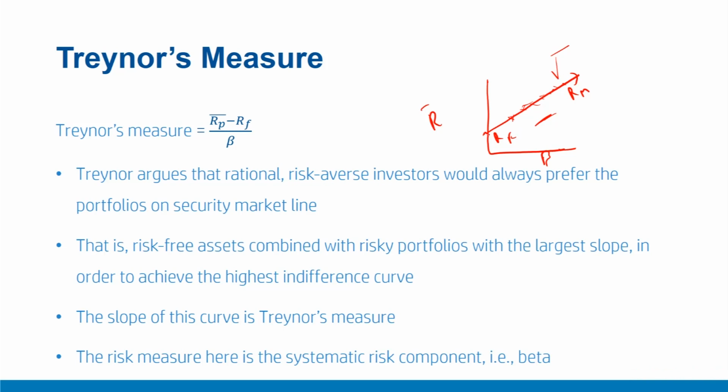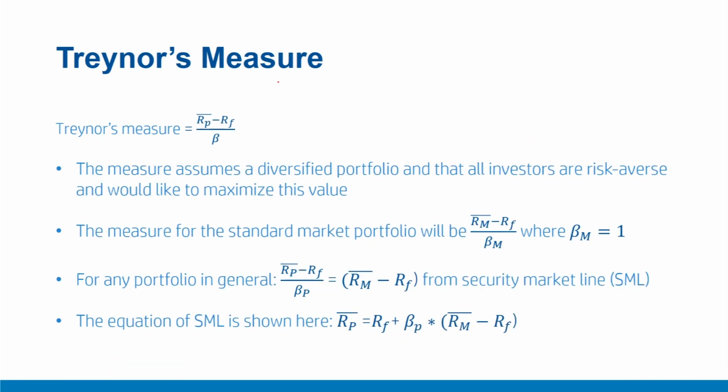The slope of this line is the Treynor's measure. The slope is of this form, coming from this formula. Now, in the short term, there may be securities that are above as well as below. For any investor, any security that offers the highest slope, or this Treynor's measure, is always preferred. The appropriate risk measure, as we discussed, is beta, which measures the systematic risk component of any security.